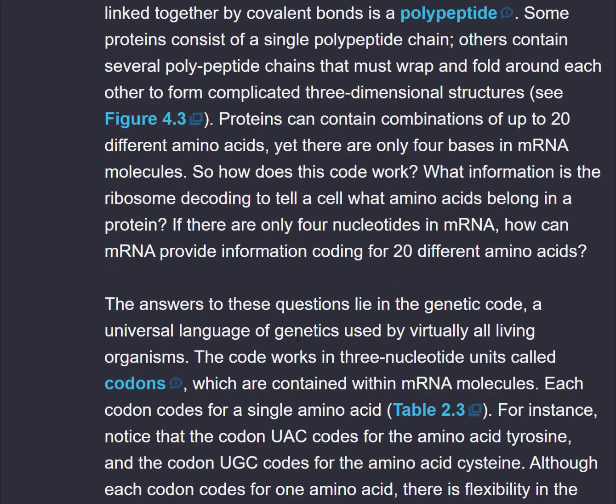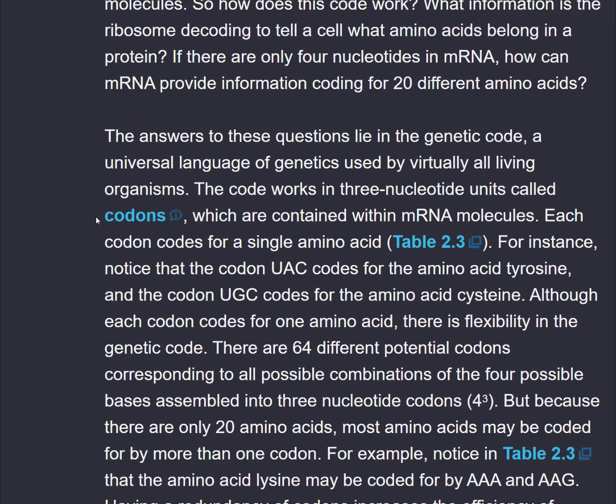Next is codons. A codon comprises a combination of 3 nucleotide sequences in an mRNA molecule. With few exceptions, each codon codes for a single amino acid. 64 possible codons compose the genetic code of mRNA molecules.